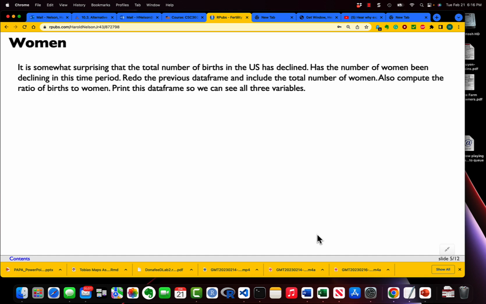So total number of births has declined, and one of the original thoughts you might have is that, well, if we had fewer women, then you would expect fewer births. So what I want to do is redo the previous data frame and include the total number of women, and also compute the ratio of births to women, and print the data frame so we can see all three variables. Okay, again, I want you to stop the video and do what this asks you to do, and then restart the video.